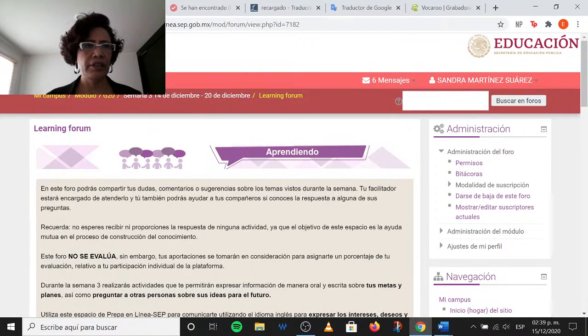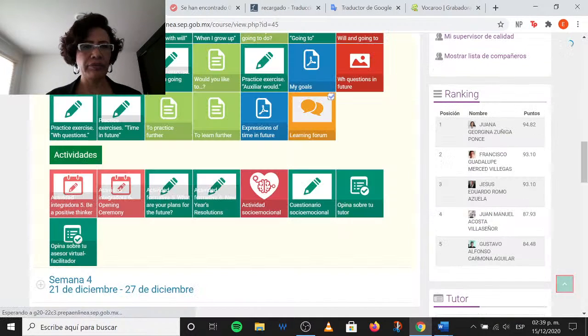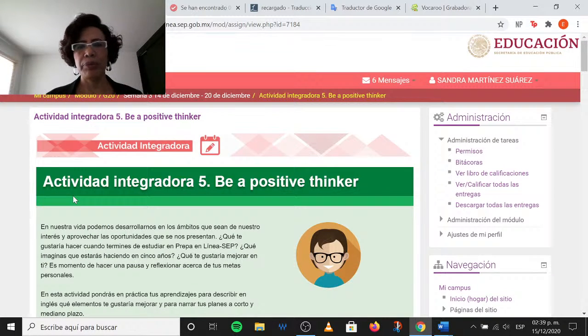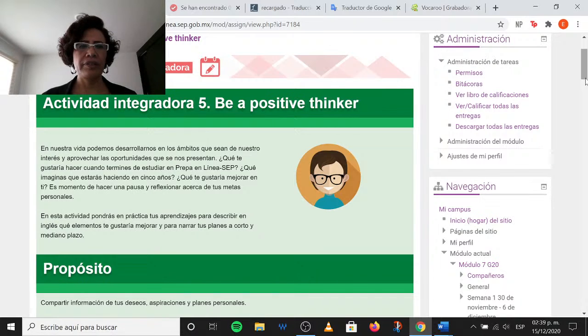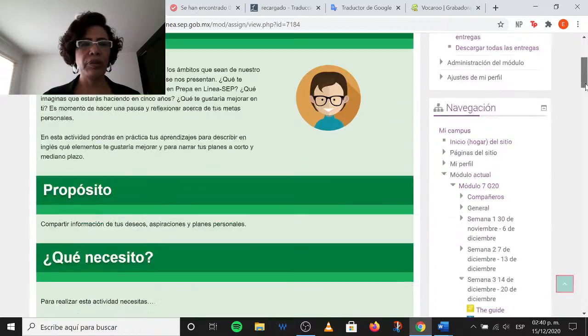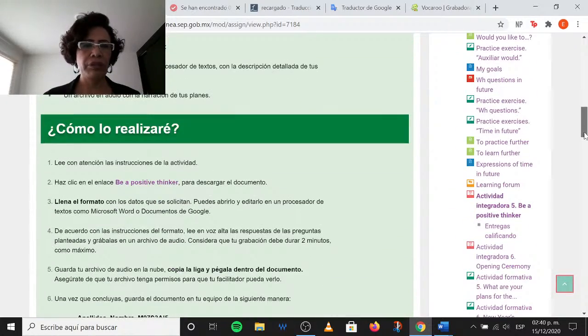We go back. Activity number 5. Be a positive thinker. Well, in our life, we can develop in different aspects, right, about our interest, and take advantage of what is happening. What would you like to do when you finish your Prepa en Línea SEP? What do you imagine would be after 5 years? What would you like to improve in yourself? Well, this is the activity to know about it. We download the format.